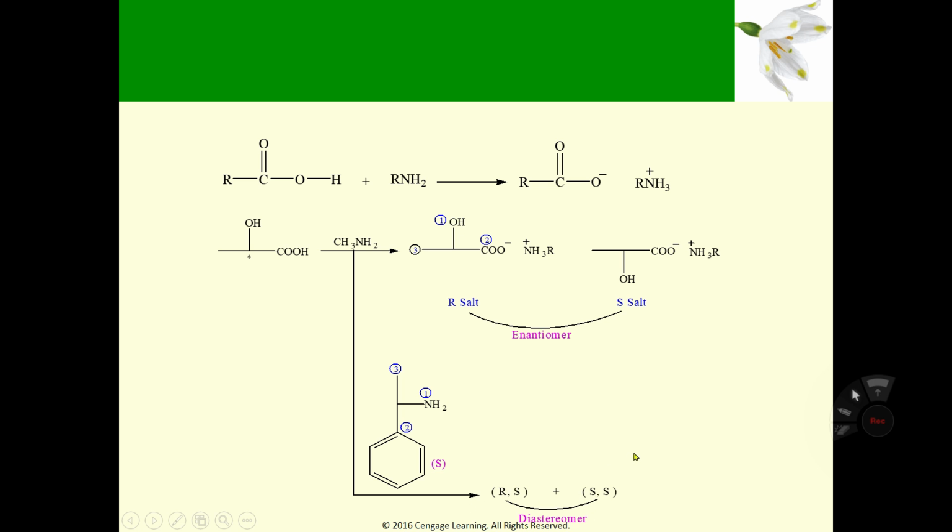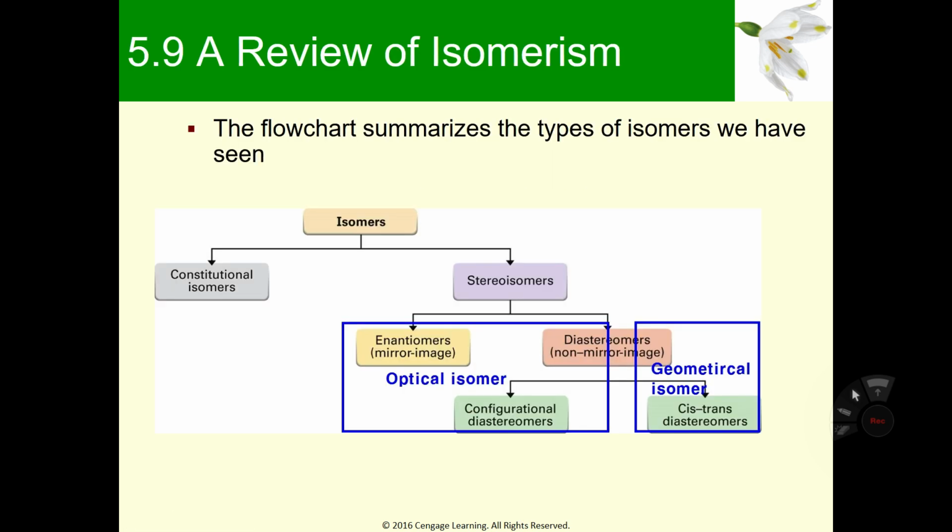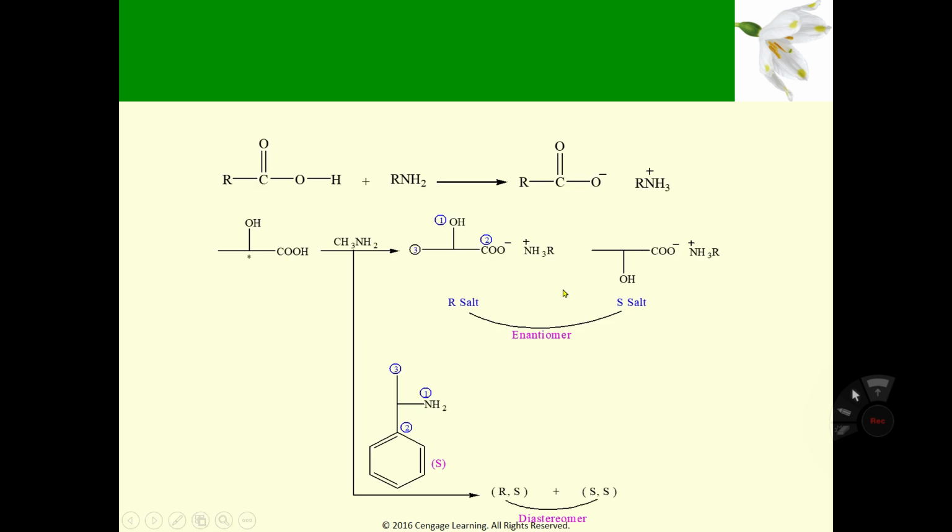And you have to develop it. We know there is a difference in the physical properties, and you have to develop a way to separate them using their different physical properties. We call this a resolution of enantiomers. This is a typical way to resolve enantiomers.